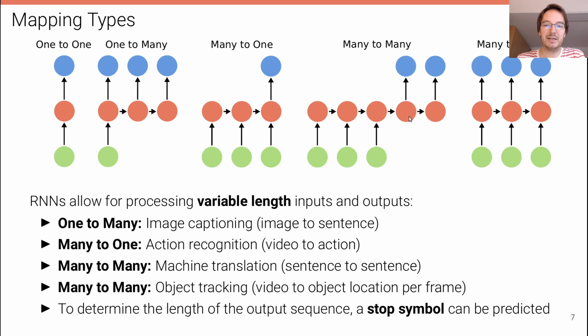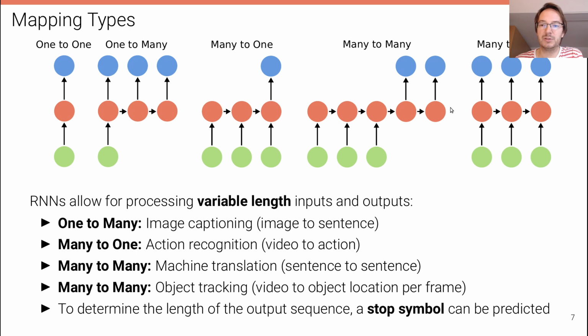We can also realize many-to-many mappings, where the input is a sequence, possibly of different length than the output, which is also a sequence. This is the case in classical machine translation, where the input is a sentence in one language and the output is a sentence in another language.